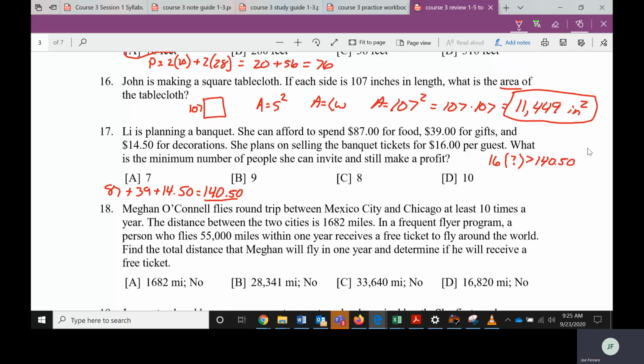Okay. The other way you could do this one is kind of look at the choices and use an easy number first. So let's say 10. If she sold 10 tickets, okay, 10 times 16 would be 160. She'd for sure make a profit, but they're asking what's the minimum number of people. So let's try 9. 9 times 16 equals 144. So she's still making a profit.